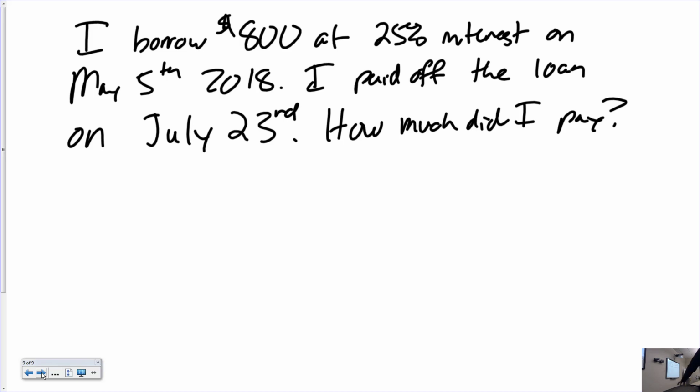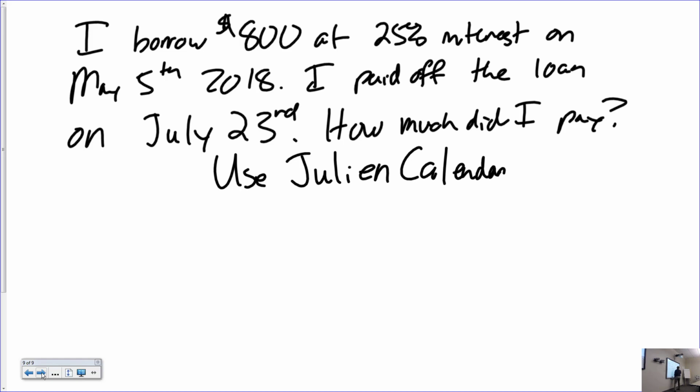What they have on the back of this pamphlet, the very last page, is what's called a Julian calendar. A Julian calendar is just a calendar that counts the number of days to any date during the year. Does it include leap year? No. I will never ask you a leap year question, ever. So you don't have to worry about it.